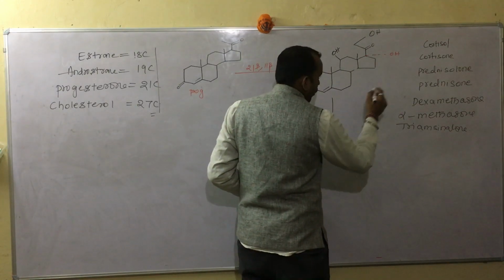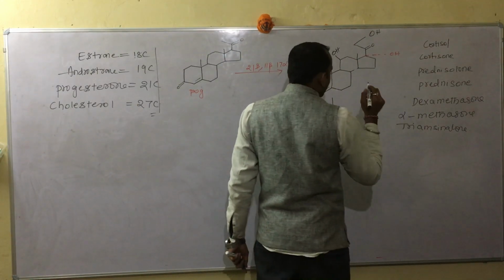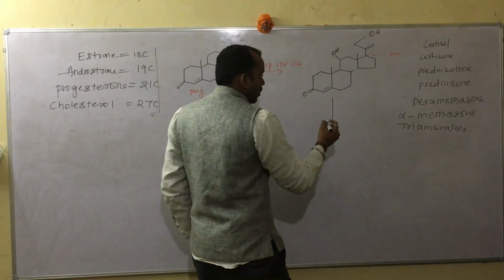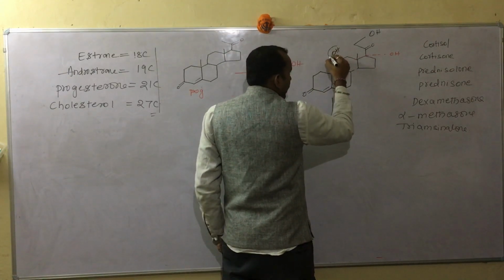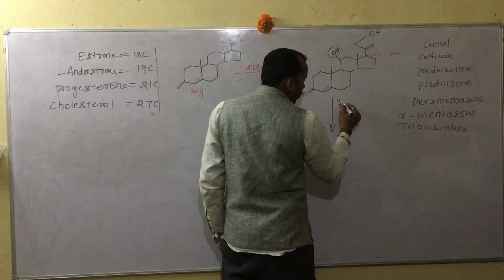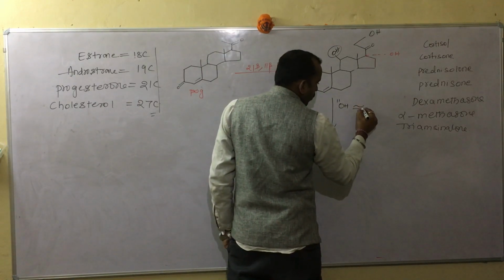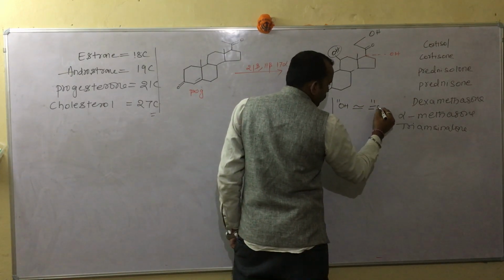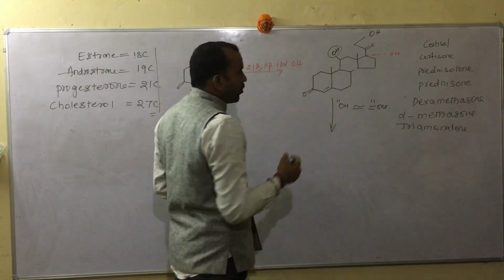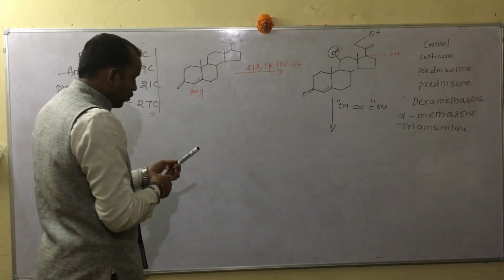Now I want cortisone from cortisol. There is only one change. Convert the 11th hydroxy group to ketone. That is the only change from cortisol to cortisone. So do it.